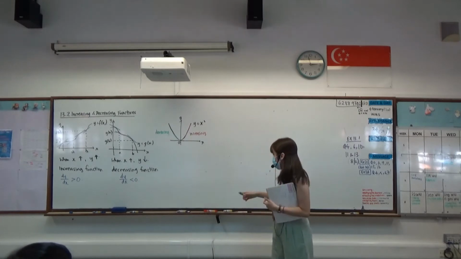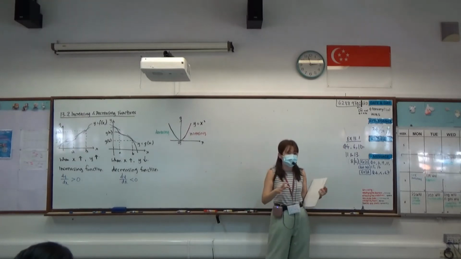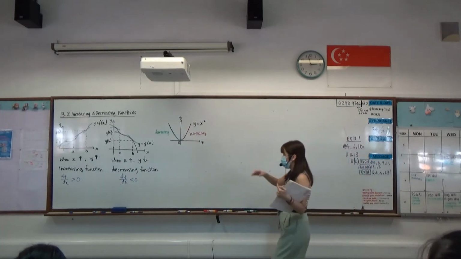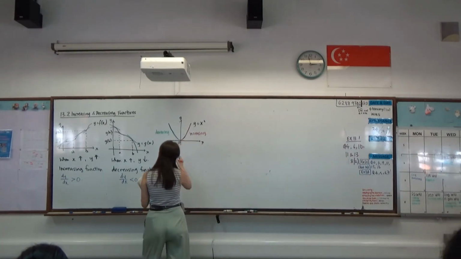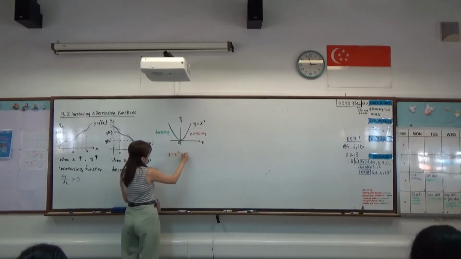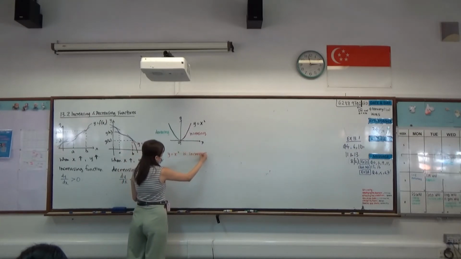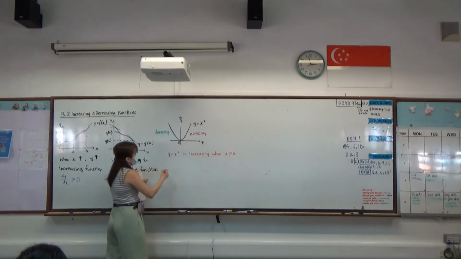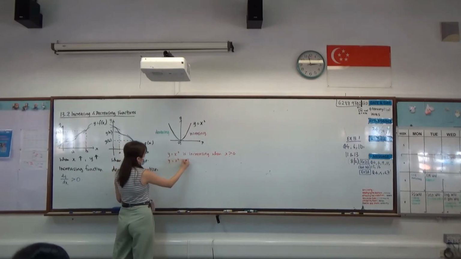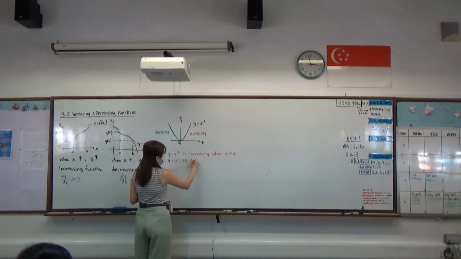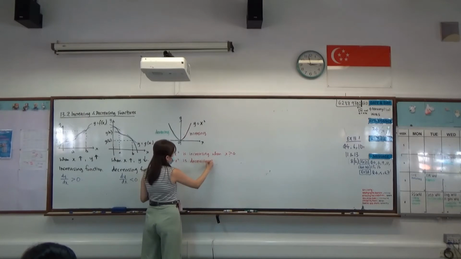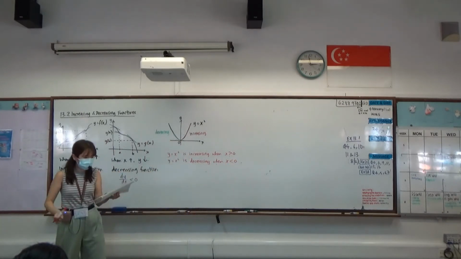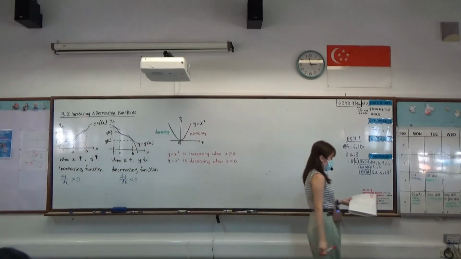So it is possible that in one function itself, there are both increasing times and decreasing times. In the y equals x squared function, we notice that y equals x squared is increasing when x is more than 0, and y equals x squared is decreasing when x is less than 0. So there is an interval given.